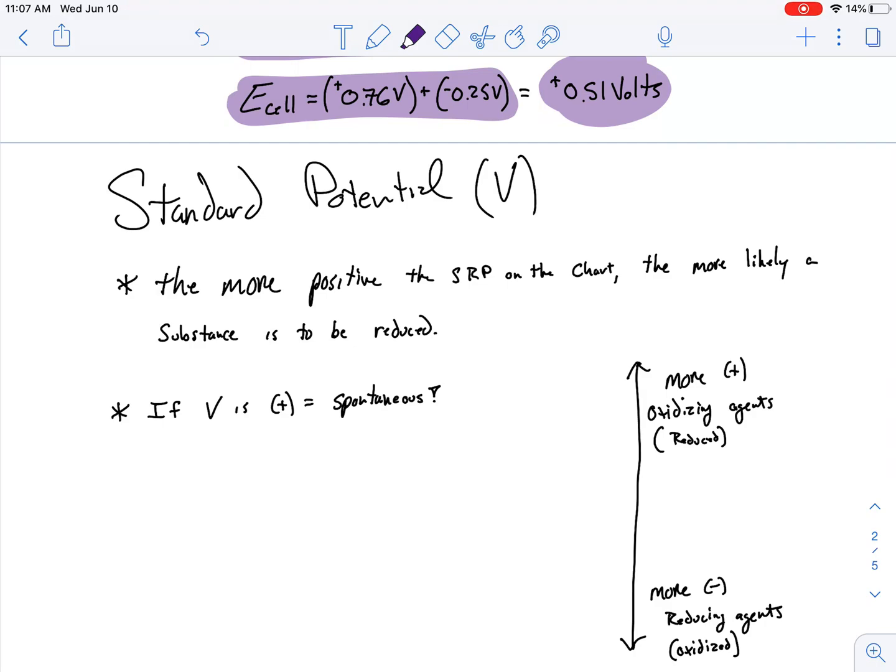How do I know it's a spontaneous event? If your voltage is positive, it is spontaneous. It'll actually just happen on its own.